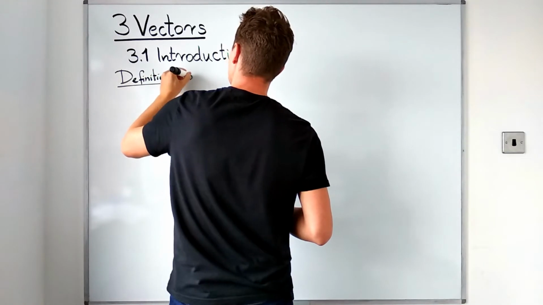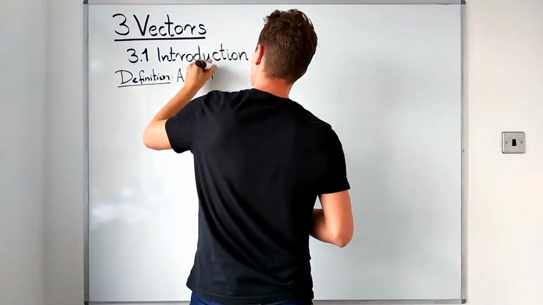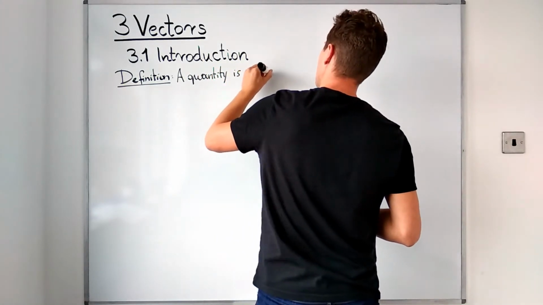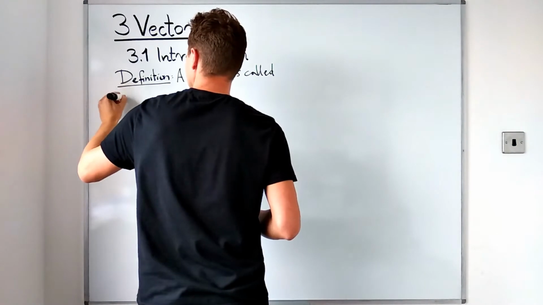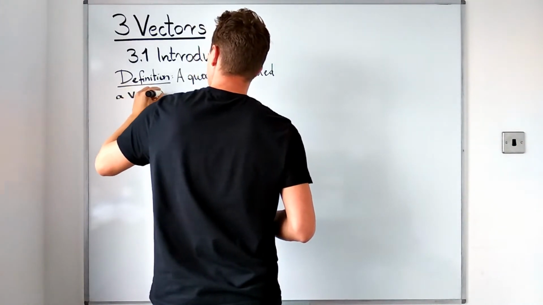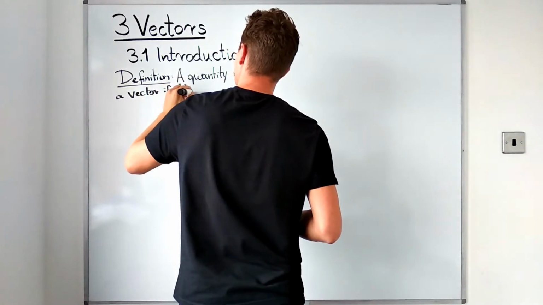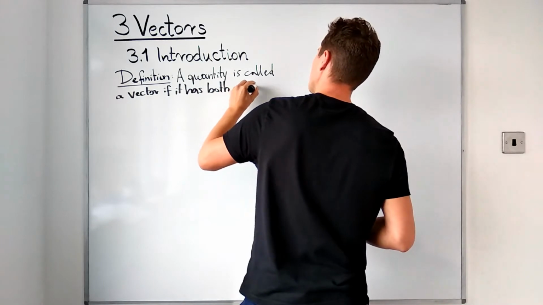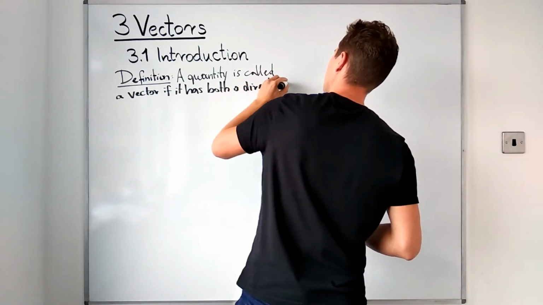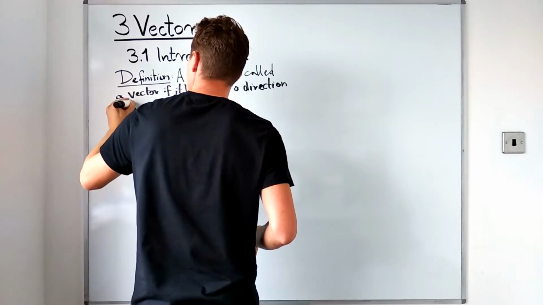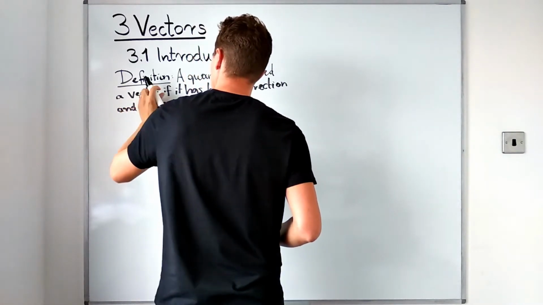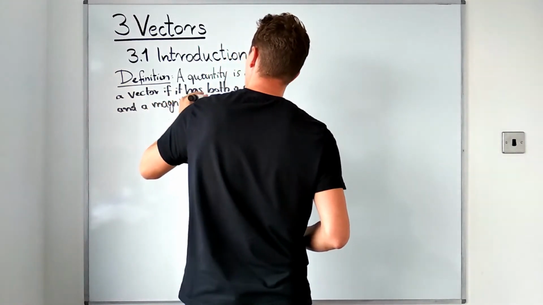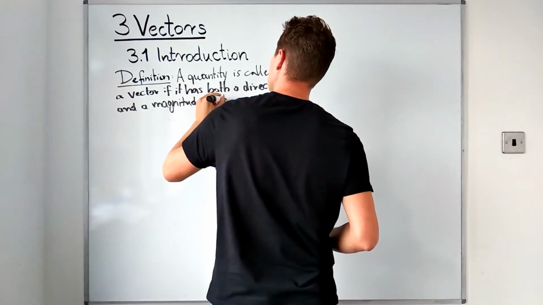a quantity is called a vector if it has both a direction to it and a magnitude, or length, in other words.